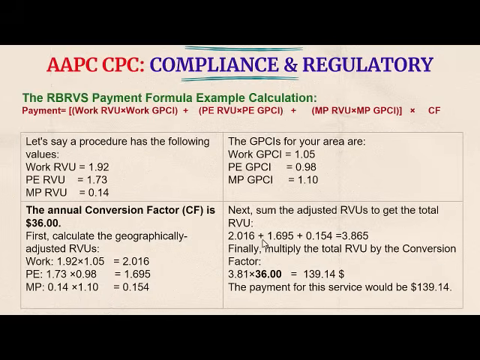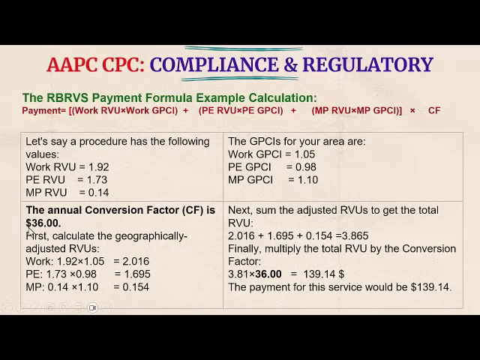So let's see the calculation here. The RBRVS payment formula, example calculation. Let's say a procedure has the following values. Work RVU is 1.92, PE RVU is 1.73, MP RVU is 0.14, and the GPCIs for the area in all three categories are given. The annual conversion factor, which is decided annually, is $36.